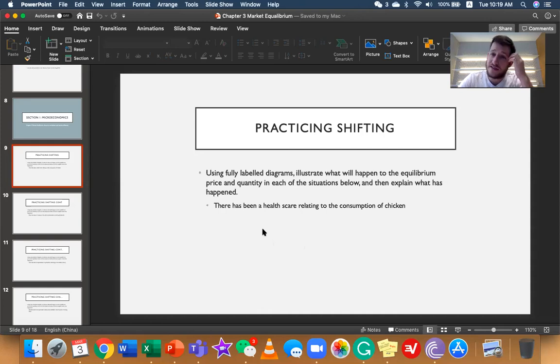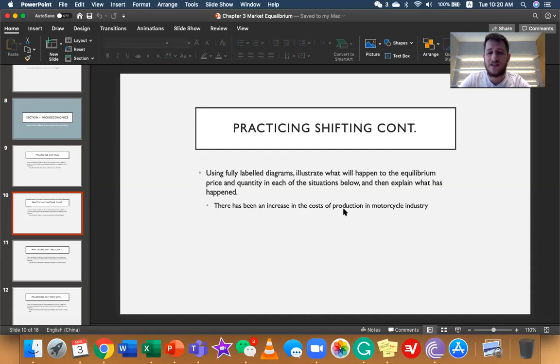The first thing you need to do is think about what's changing, what is resulting in this change. So there's a health scare related to the consumption of chicken, meaning people do not want to eat chicken. So the taste or preference has changed. Taste and preference is a non-price determinant of demand. So demand is going down, therefore it's going to be a leftward shift of the demand line. That would be what you'd be drawing there.